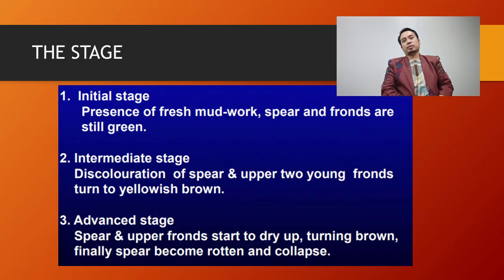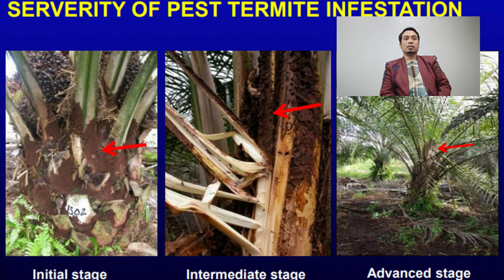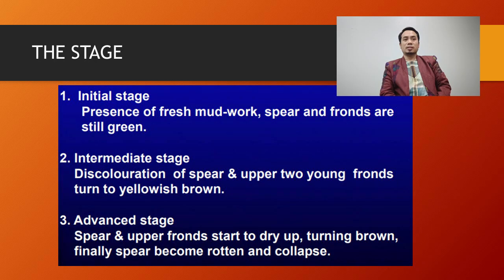There are stages. The initial stage: we find the presence of fresh mudwork on the spear or front or steel greens. The intermediate stage: discoloration of the spear, and the upper two young fronds turn yellowish brown. The advanced stage: the spear and upper fronds start to dry up, turning brown, and finally the spear becomes rotten and collapses.